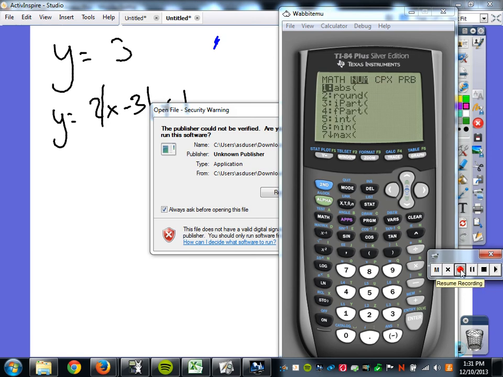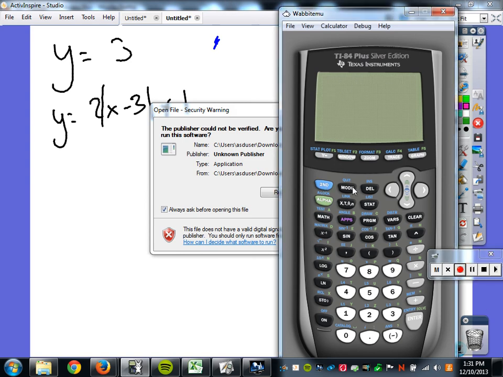Pause. Over to num and then the ABS. Abs. Not to be confused. Oh, I didn't even know that. I'll set it in. So mine, I'm here at the y equals.